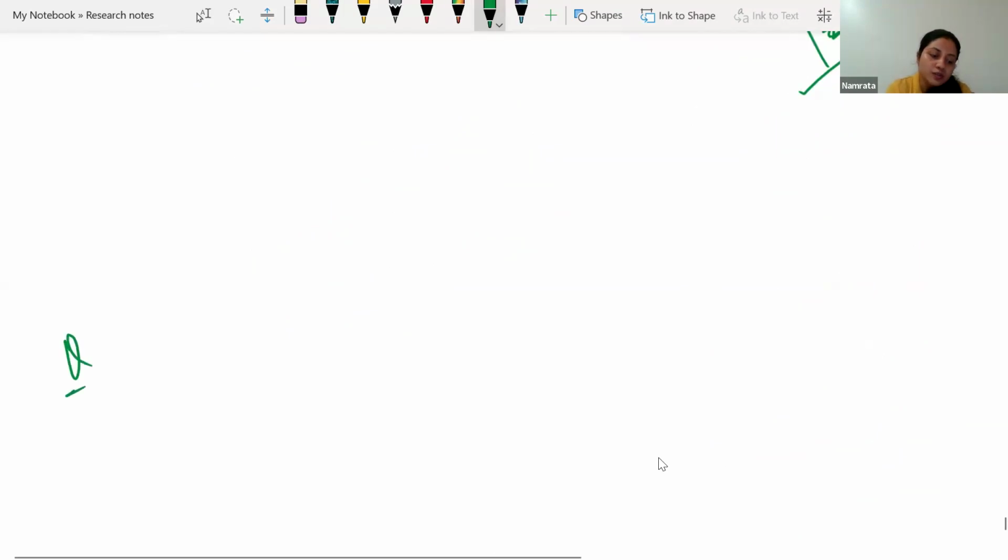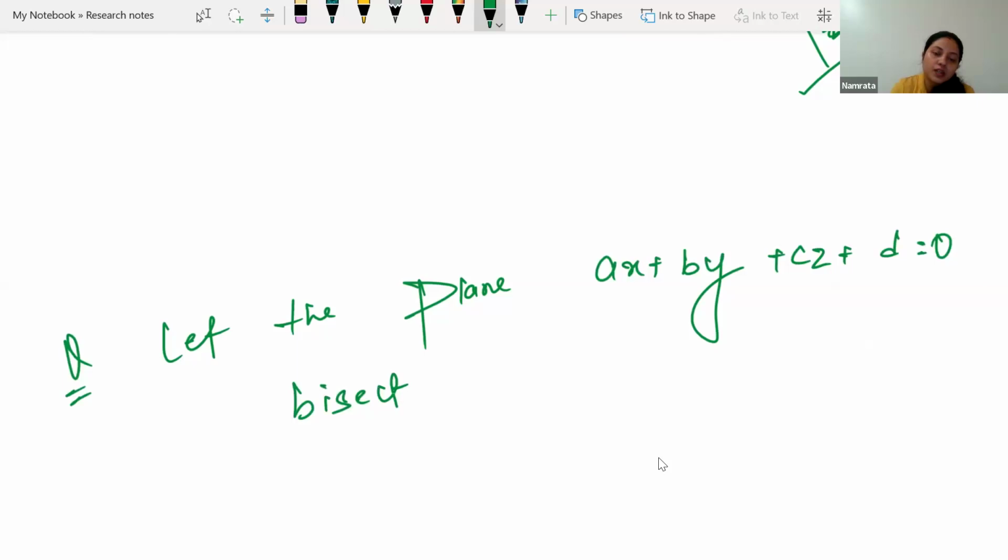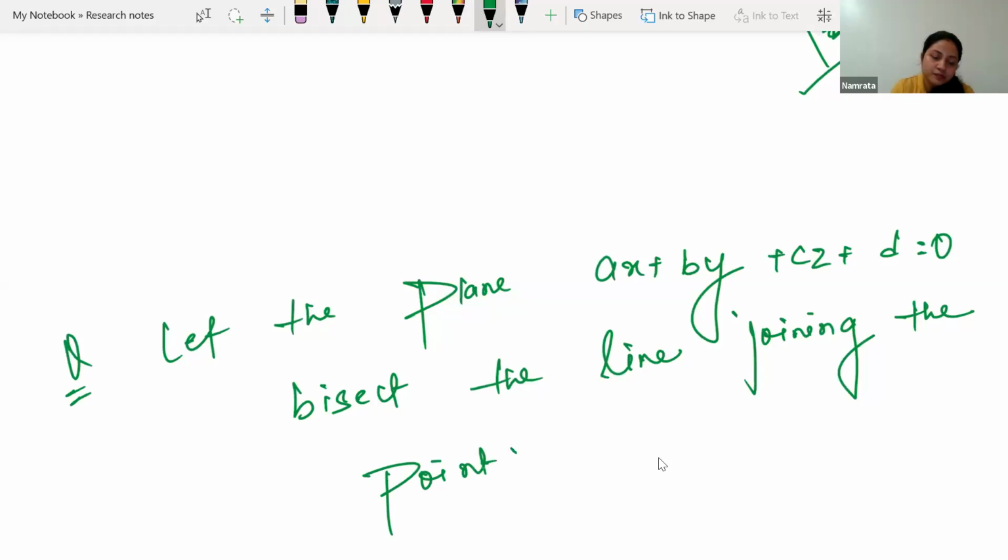So the question is, let the plane ax plus by plus cz plus d is equal to 0 bisect the line joining the points 4, 3, negative 1 and 2, 3, negative 5 at right angle.